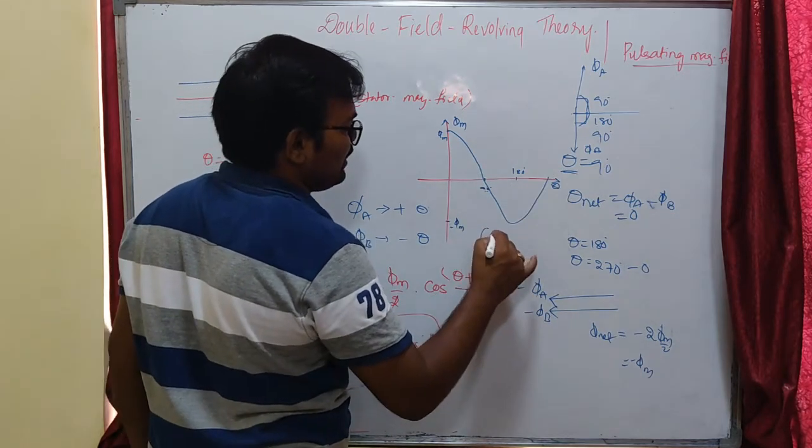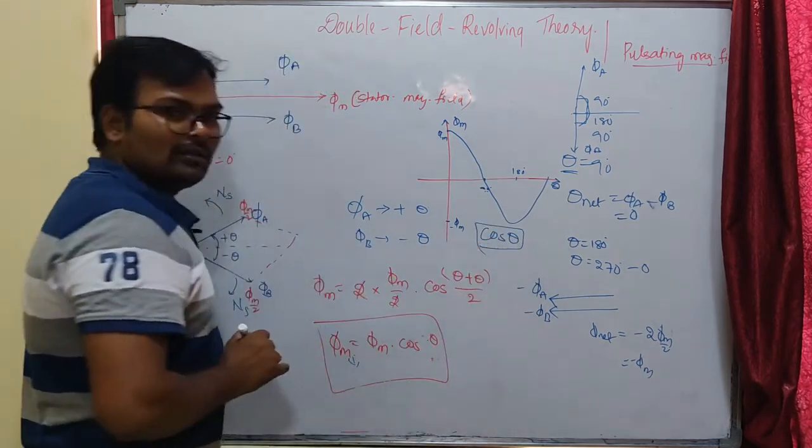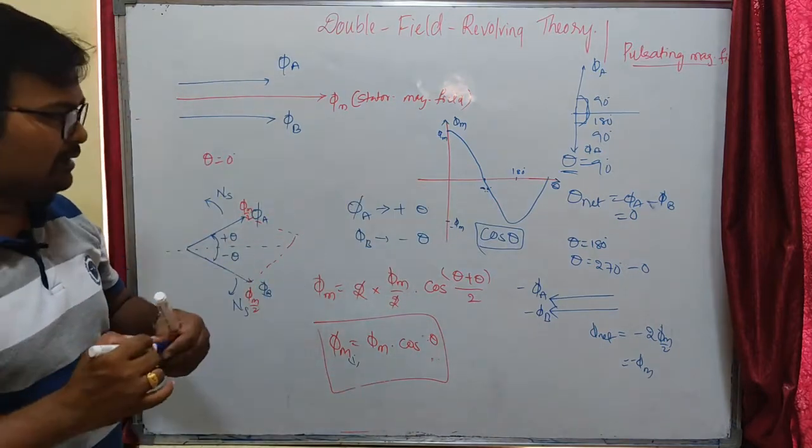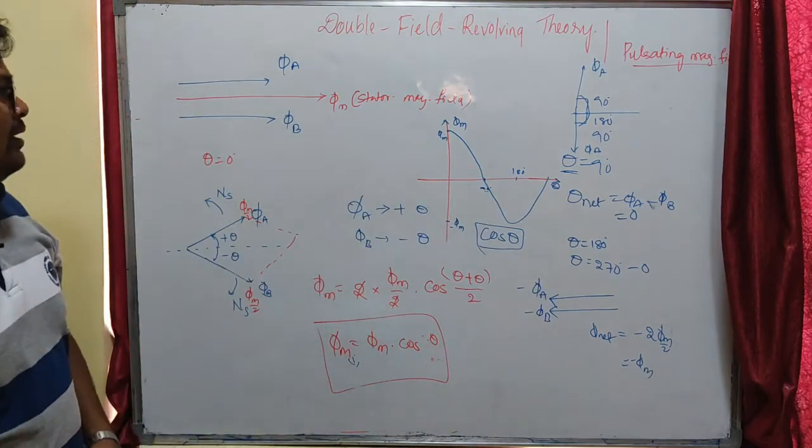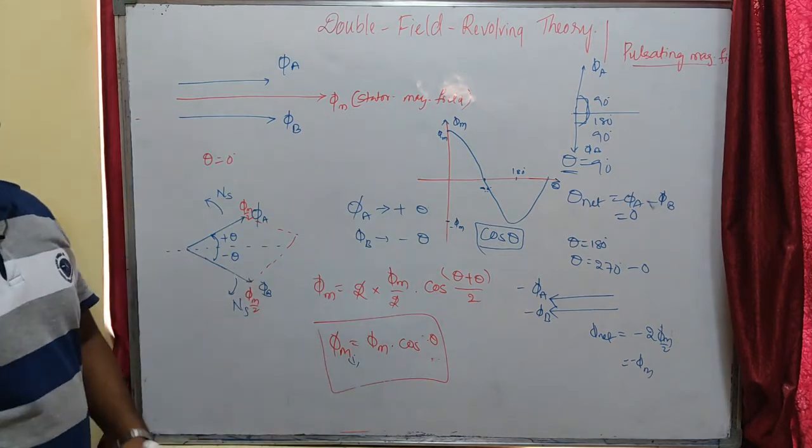And this is the phasor. This is nothing but cos theta, right? This is a sinusoidal waveform of the cos function. Okay, this is the waveform for the cos function. So this is the behavior of our fluxes, right?